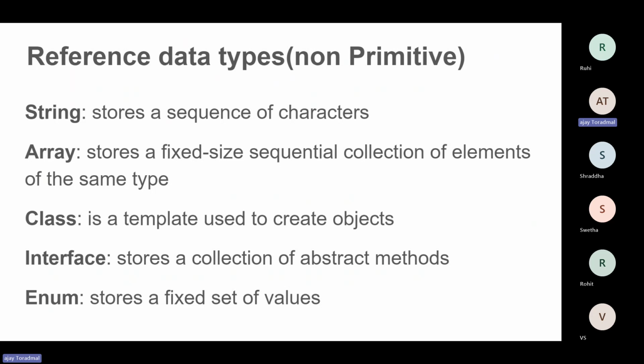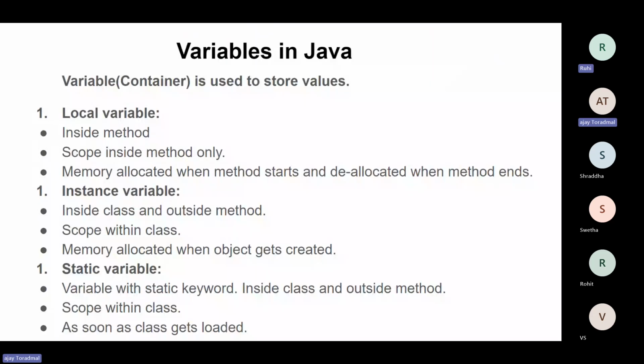In Java, there are two types of data types. The first one is primitive, and the second one is non-primitive. In primitive, we have 8 data types. In non-primitive, we have 5 data types. Clear for everyone? Yes or no? Yes. Yes, Ajay.